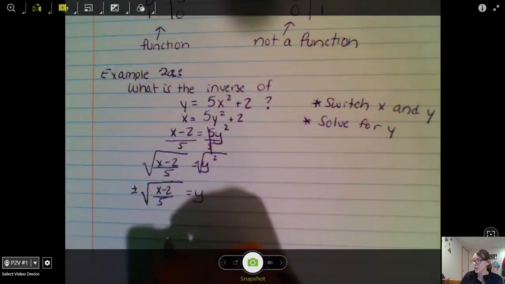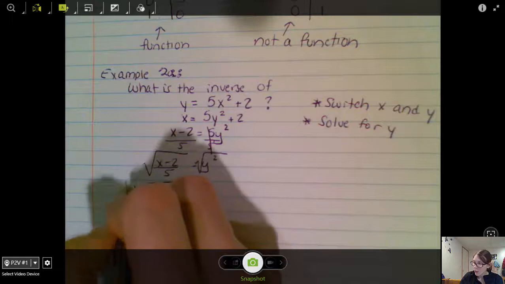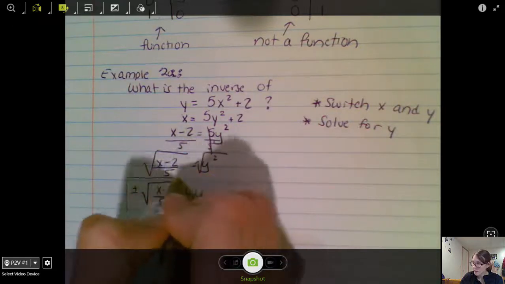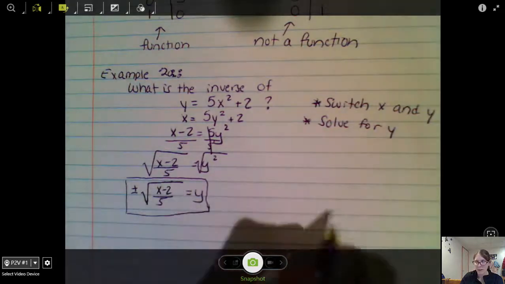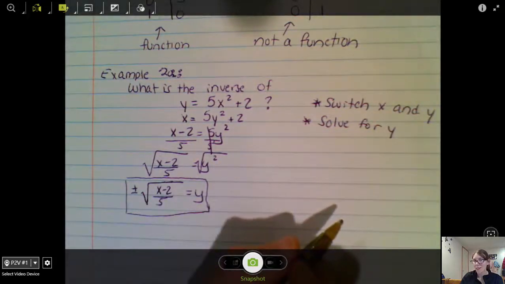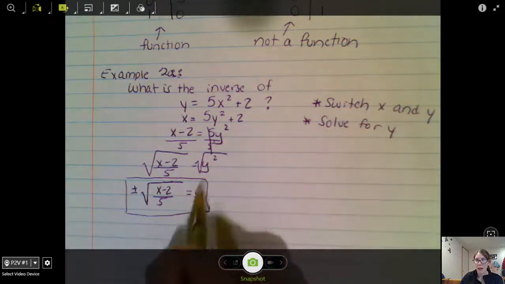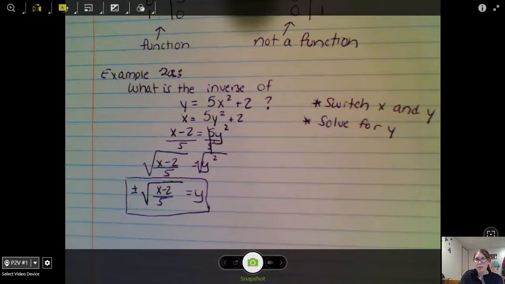And when we're trying to find the inverse, I'm okay with you leaving your radicals like this, and having a radical in the denominator. Typically, we don't want to do that, especially when we're simplifying radicals. But when we're solving for our inverse like that, I'm okay with it. That's our answer.